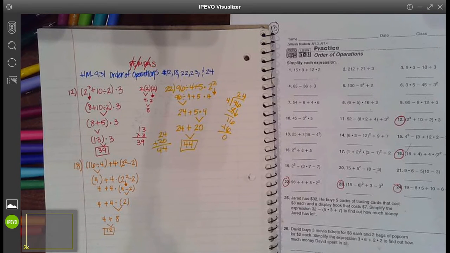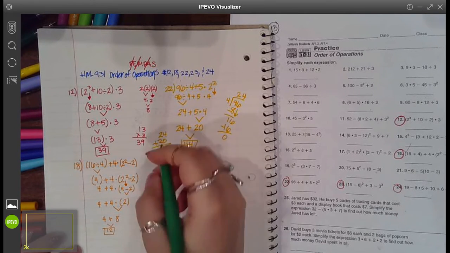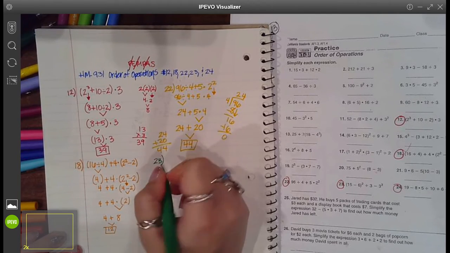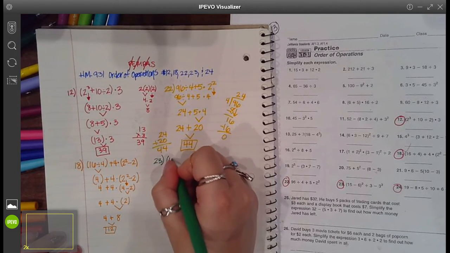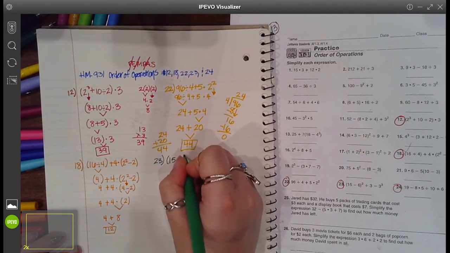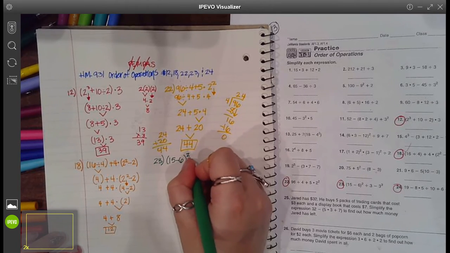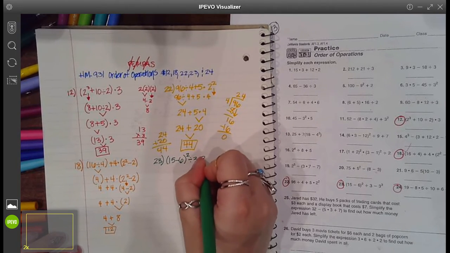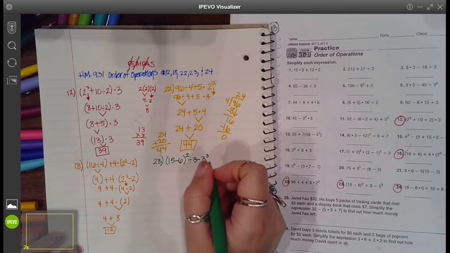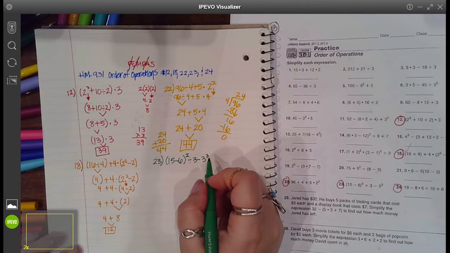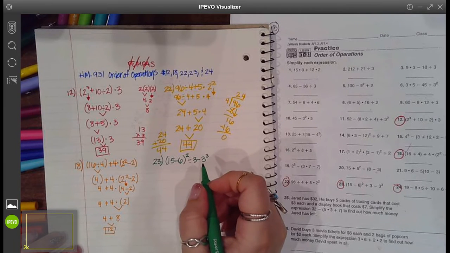All right, 2 more. So number 23 says parentheses 15 minus 6, close parentheses, squared, divided by 3 minus 3 cubed, or to the third power. So whenever you hear the word cubed, that means to the third power. All right, let's start with our order of operations.